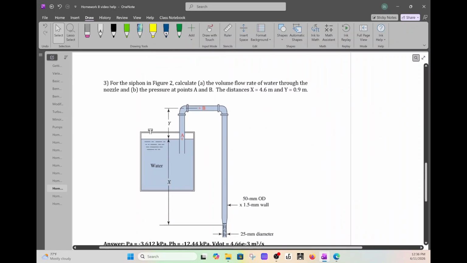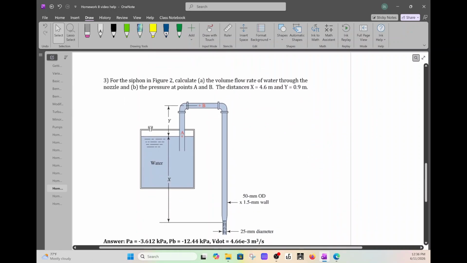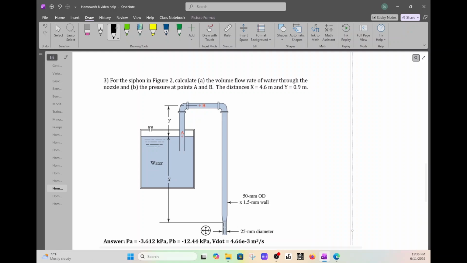All right, last question is basically you have this siphon. You want to calculate the flow rate through the nozzle and the pressures at A and B. We give you the dimensions for X and Y in the problem. So really what you're going to do is, this is open. I would always call this state 1. And then maybe the exit here, state 2.